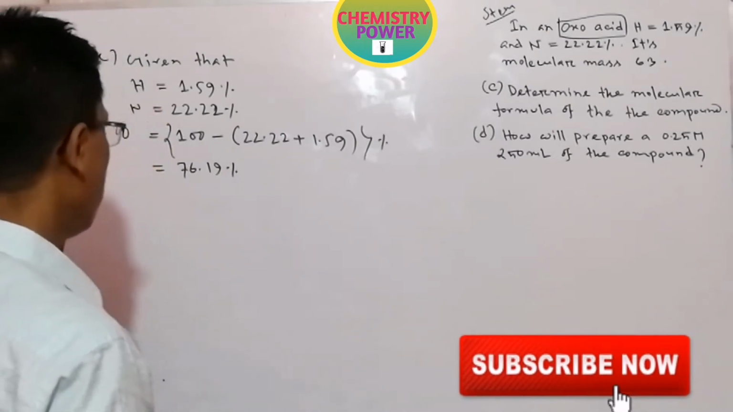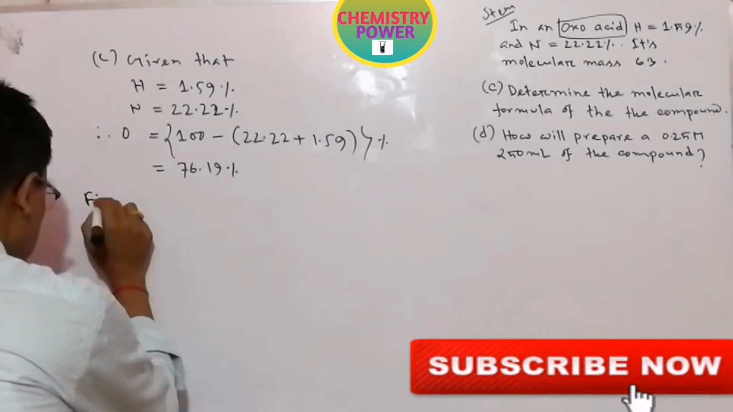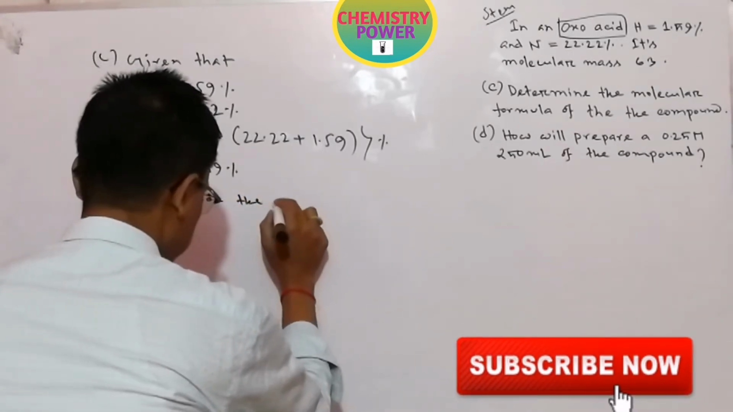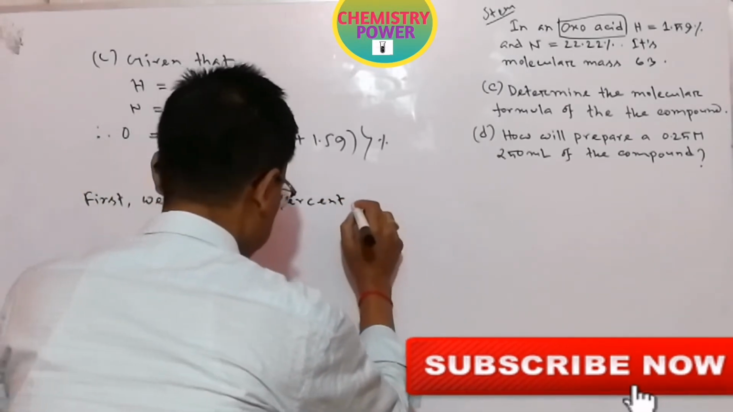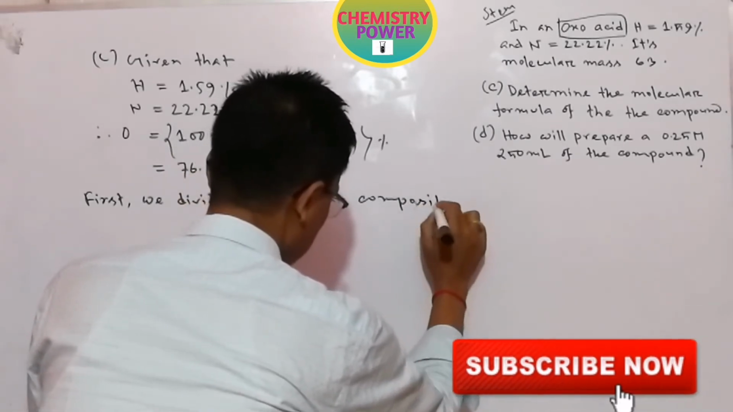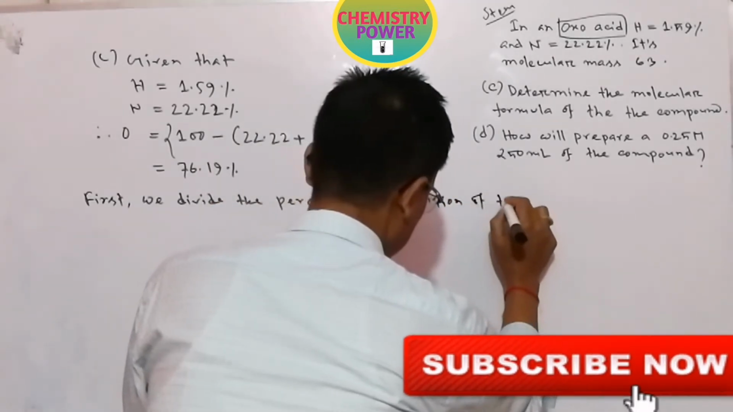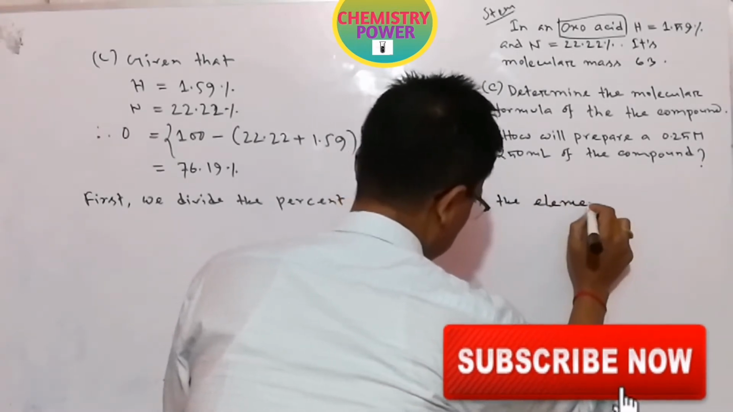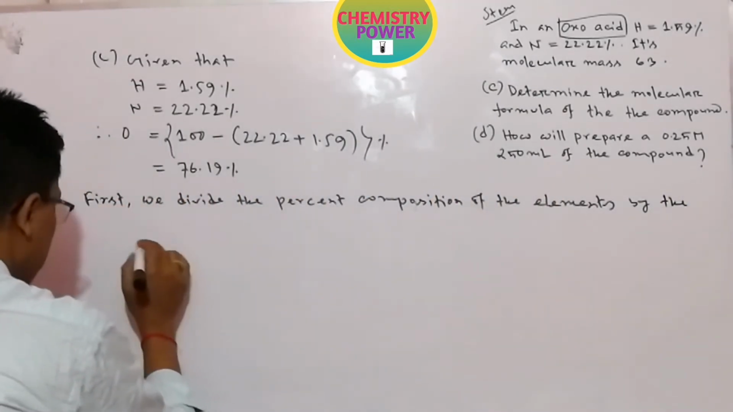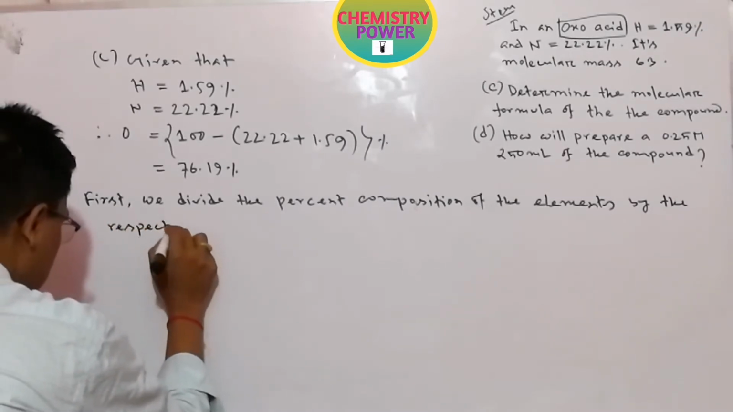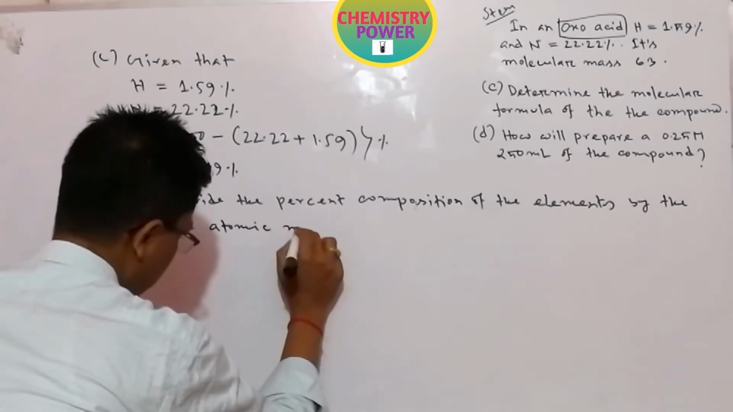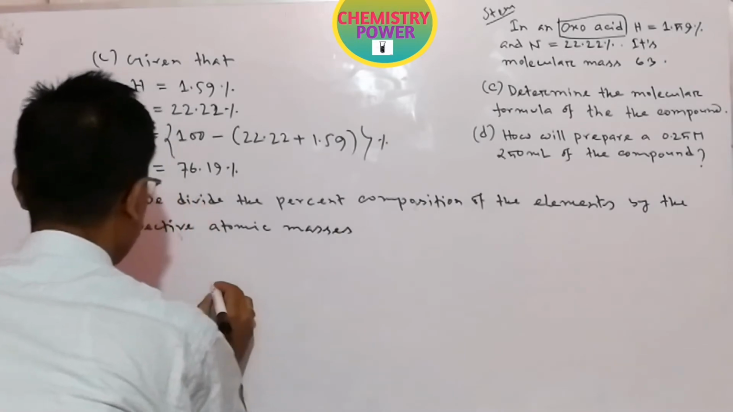So first of all, we divide the percent composition of the elements by the respective atomic masses.